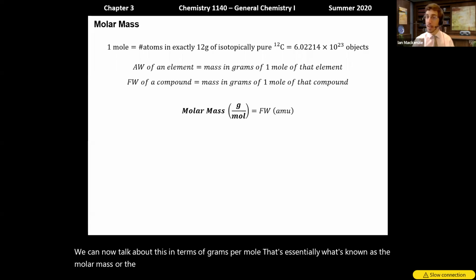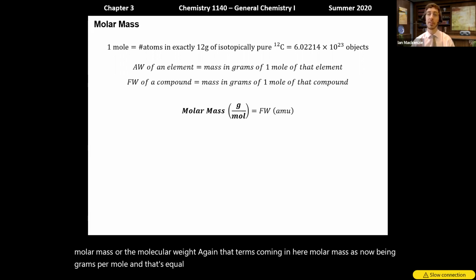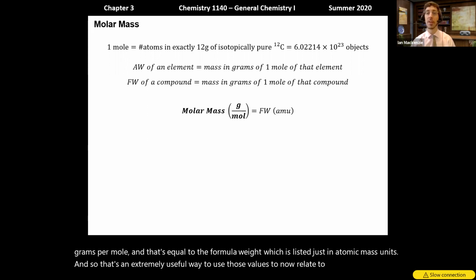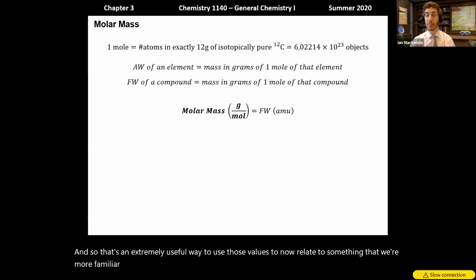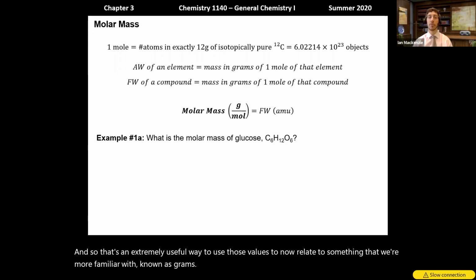Again, that term's coming in here. Molar mass as now being grams per mole, and that's equal to the formula weight, which is listed just in atomic mass units. And so that's an extremely useful way to use those values to now relate to something that we're more familiar with, known as grams. So let's go through a few examples.